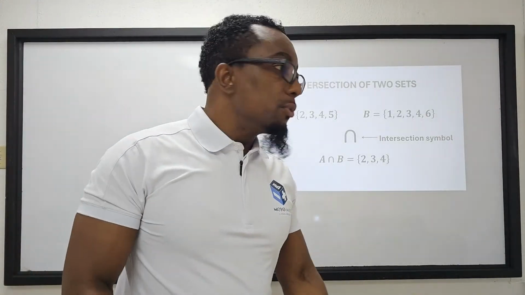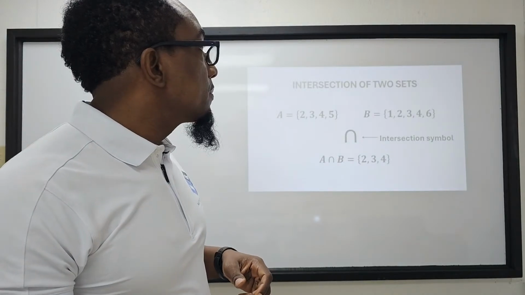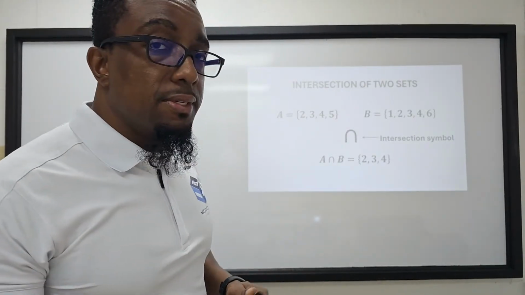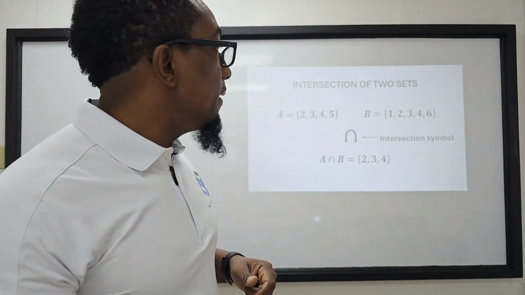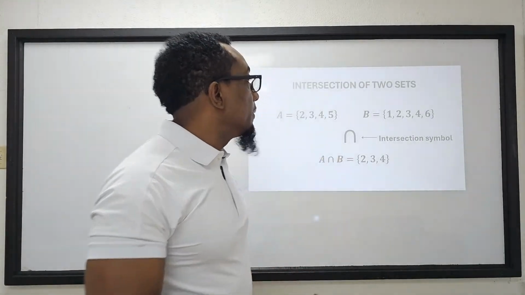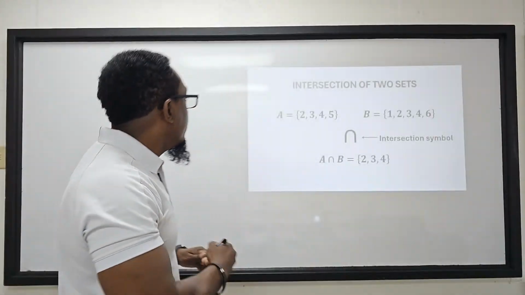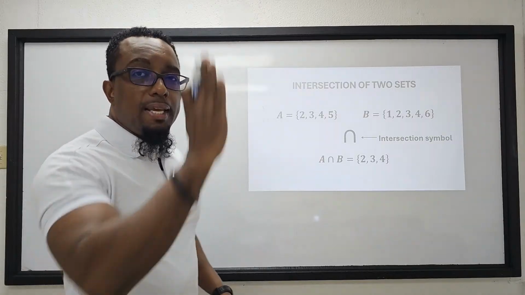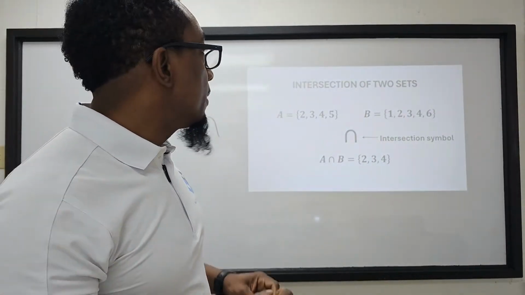So the intersection of two sets. We know what intersection means. Intersection simply means all elements that are common to both sets. So we have set A, we have set B, and we have this symbol here, which is the intersection symbol. It's like an N without the little ear of the N sticking out. So that is the intersection symbol.